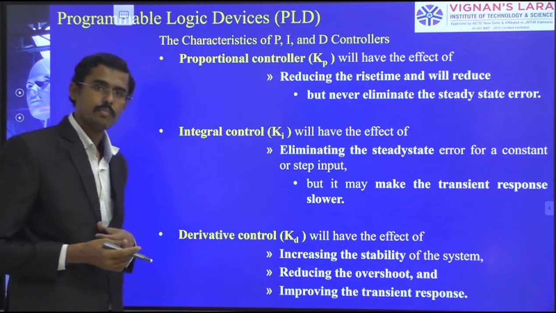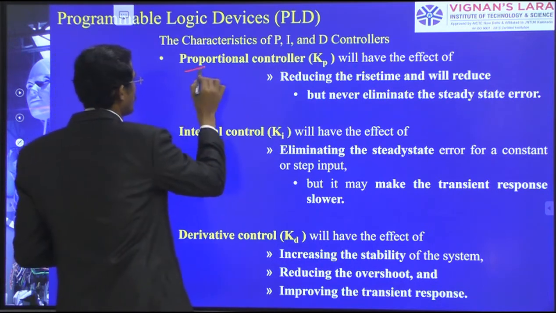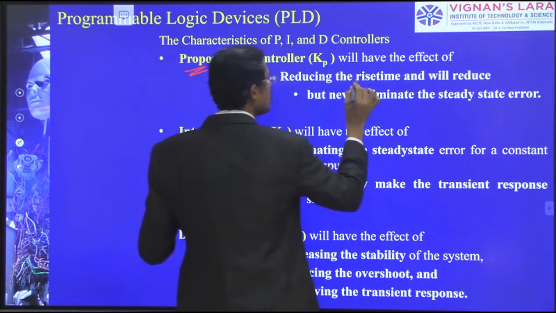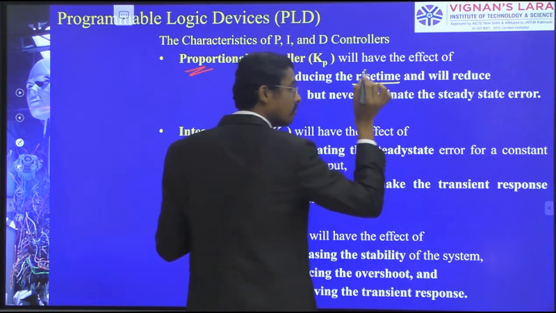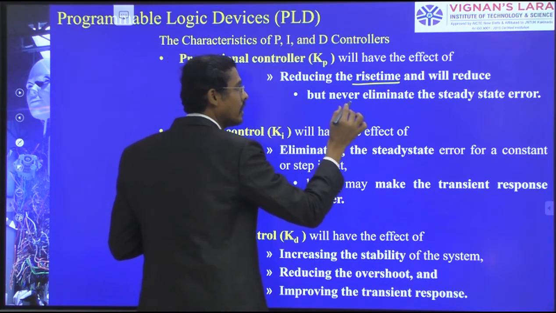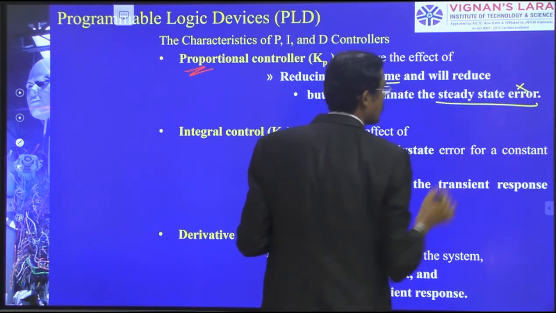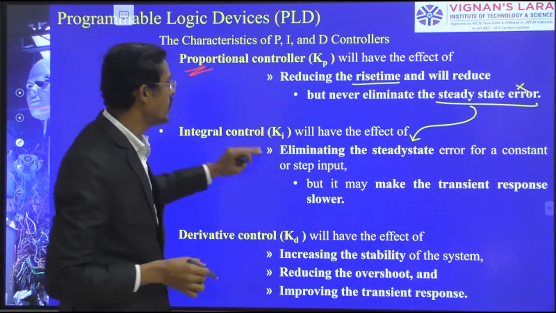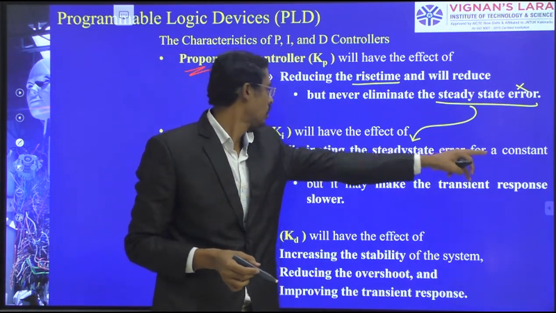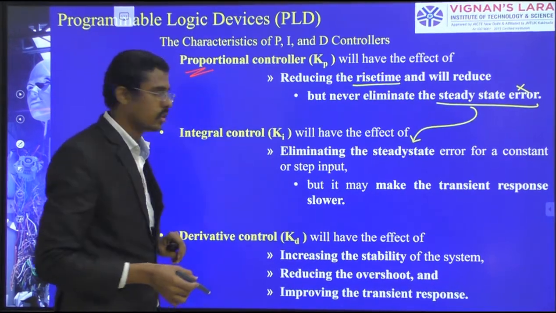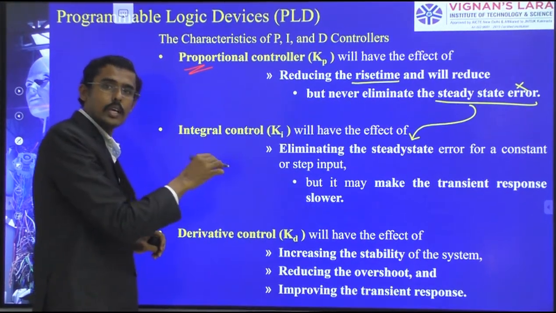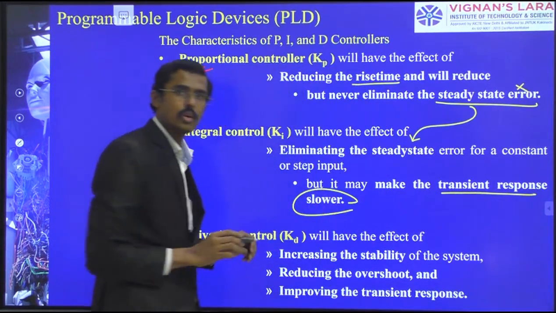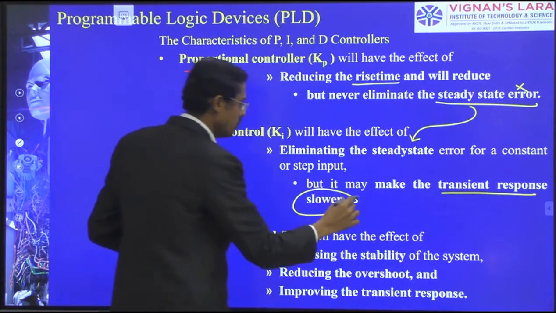Finally we understand the proportional will have the effect of reducing the rise time, but will never eliminate the steady state error. This is what happened; this I am reducing here. The integral will eliminate the steady state error for a constant set input. But what is the other problem here? It makes the transient response slower. Very slowly it is going to go like this.